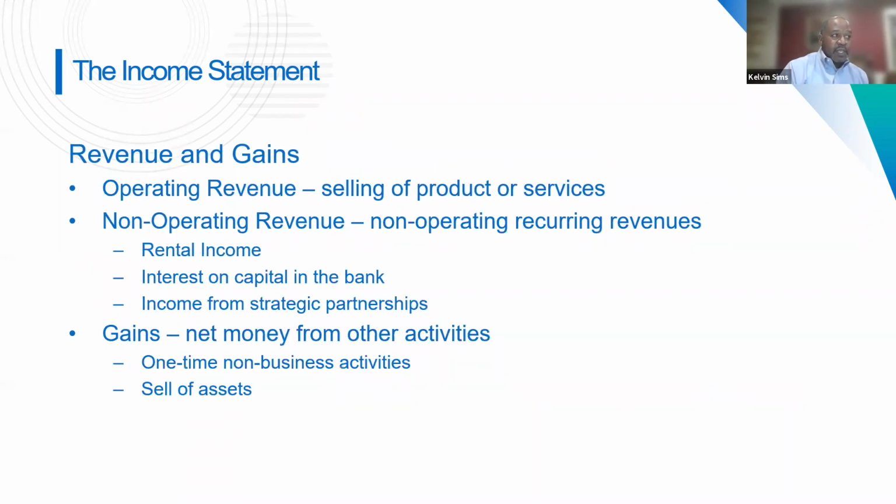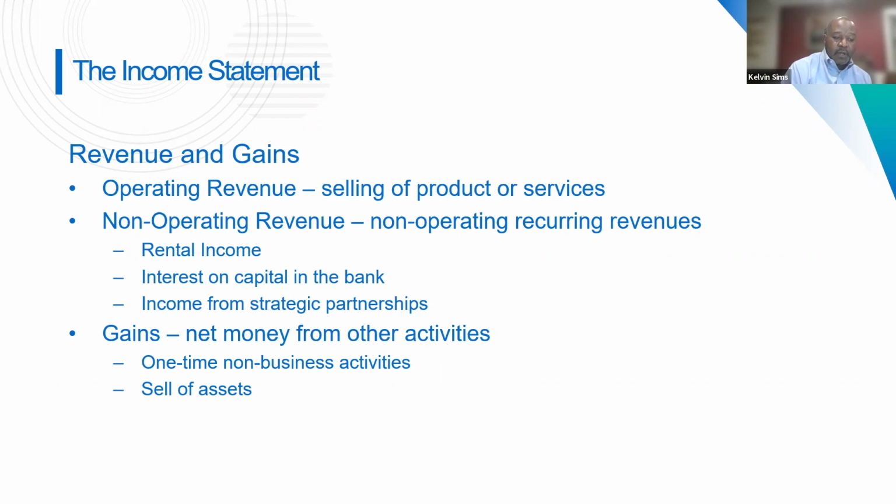So the revenues and gains, we're looking at it in three different buckets. Operating revenue, again, is the selling of the products or services. This is revenue, or monies coming into the company, from selling a service or selling a good. The non-operating revenue is rental income. If you have money in the bank, you get interest. This would be the interest on the capital, as we call it, or the cash in the bank, and also income from strategic partnership.